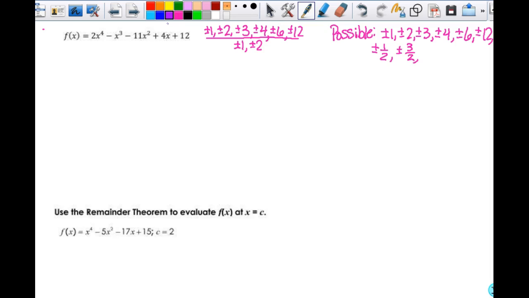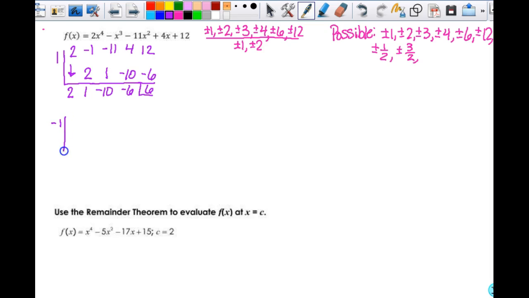So I will start with 1. So 1, and then make sure that you leave zeros in here if you need to. So this is x to the 4th, that's a 2, and negative 1, negative 11, 4, and 12. All right, so bring down my 2. Times 1 is 2, then 1, 1, negative 10, negative 10, negative 6, negative 6, positive 6. So I did not get a 0 there, which means this does not work. So now I move on to negative 1: 2, negative 1, negative 11, 4, and 12.